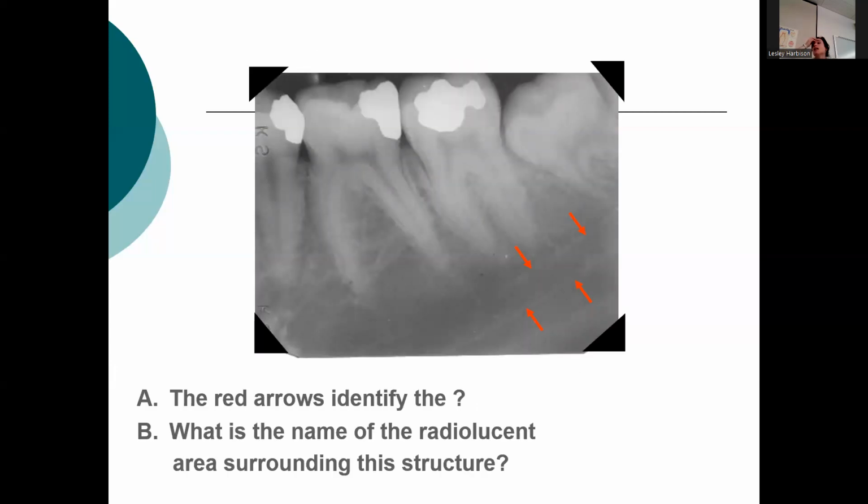The red arrows identify the canal. See how they're sandwiching it? So that's how you go. And what is the name of the radiolucent area surrounding the structure? Submandibular fossa.